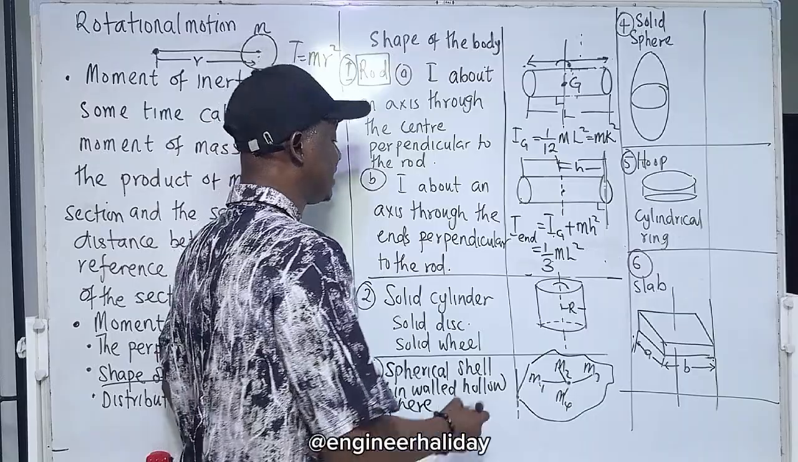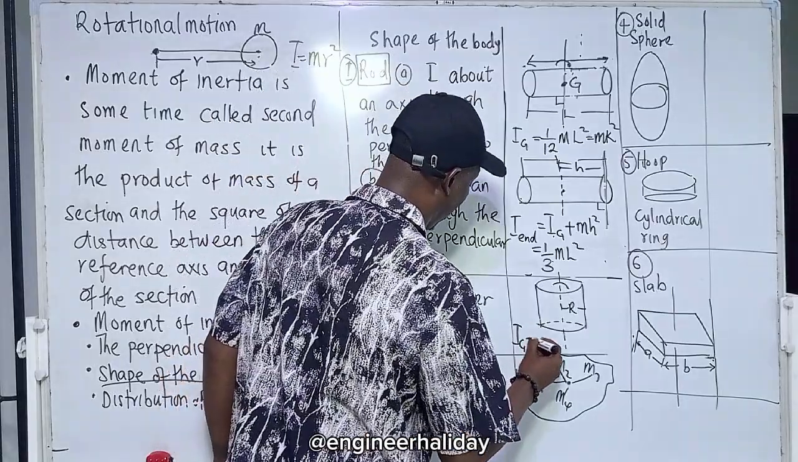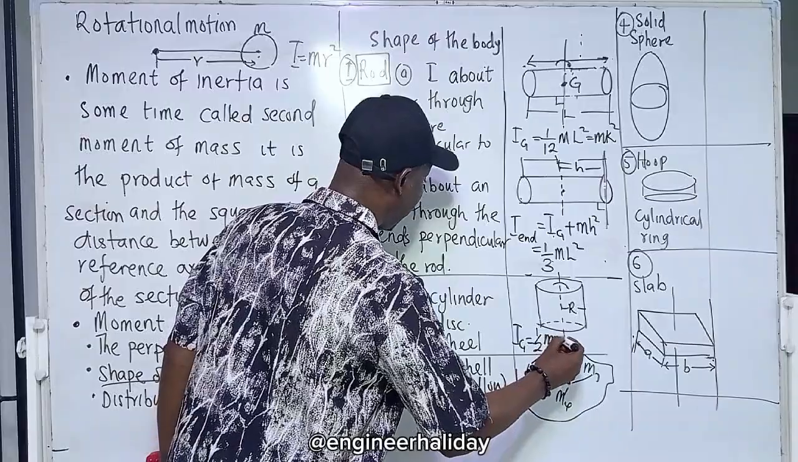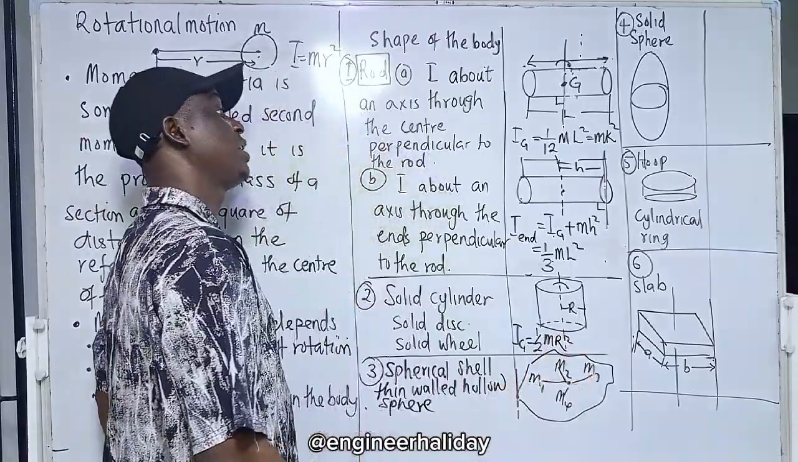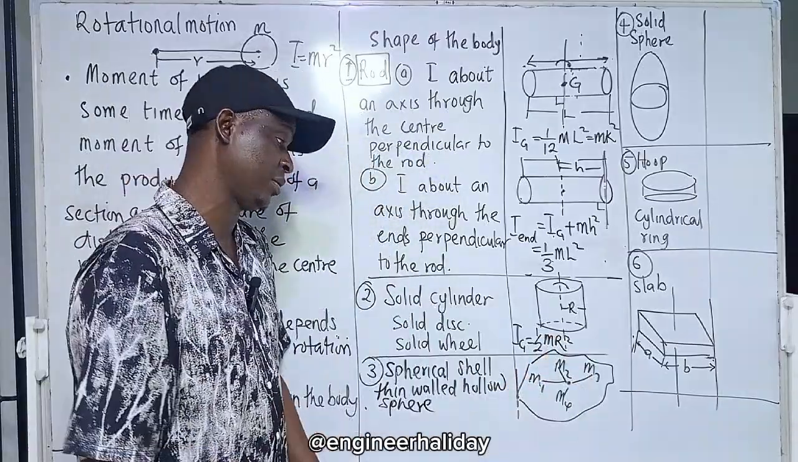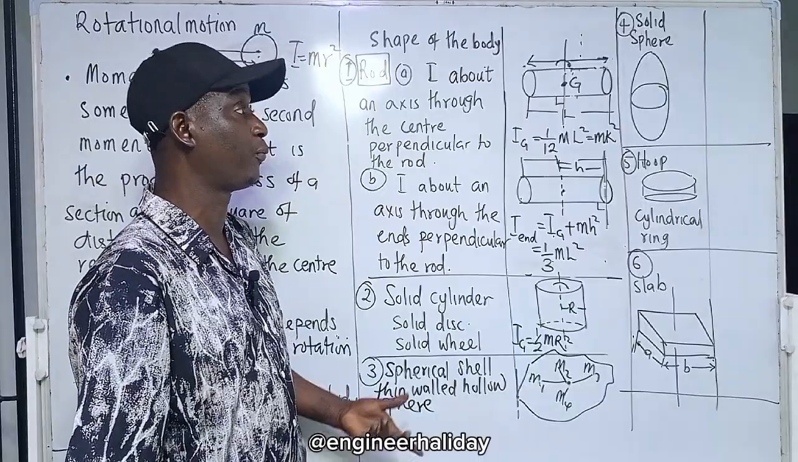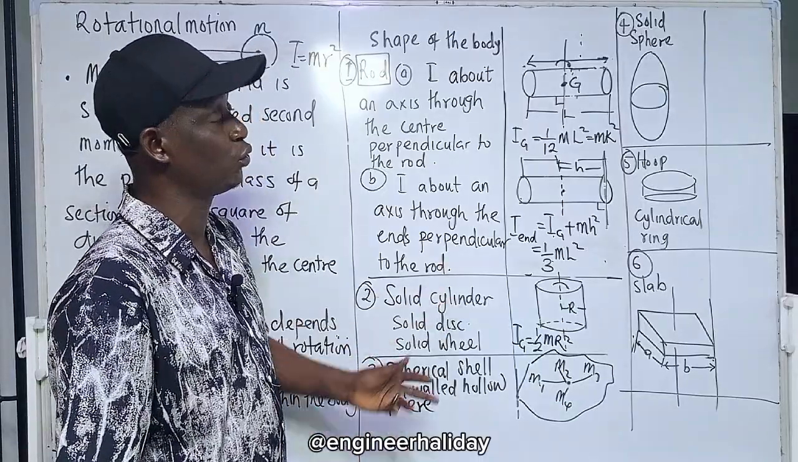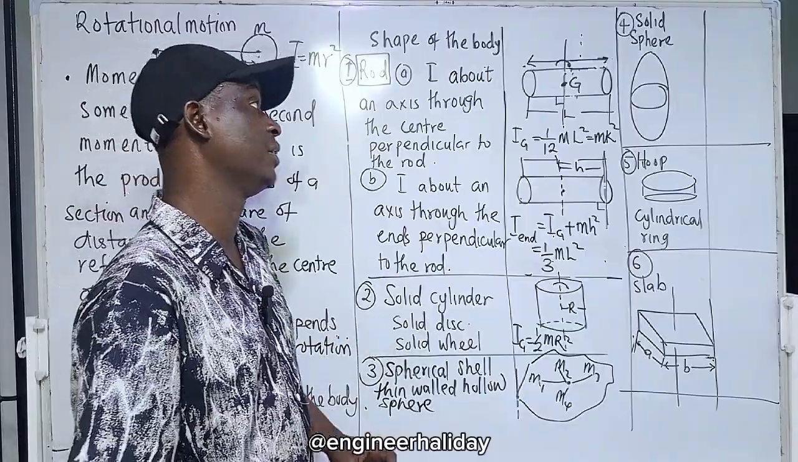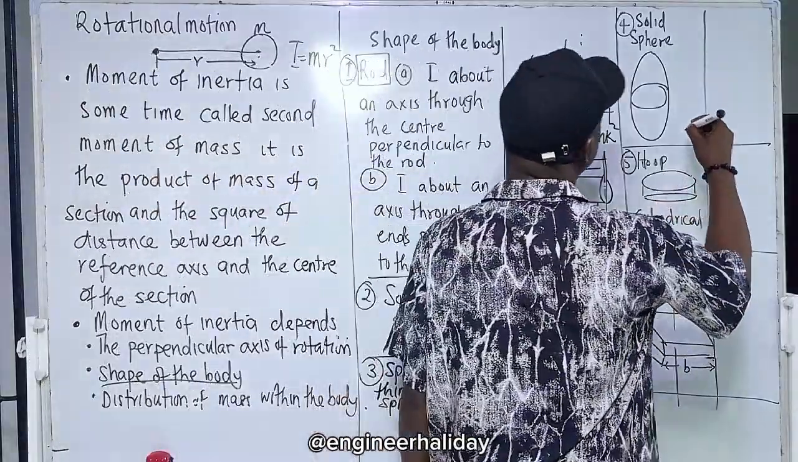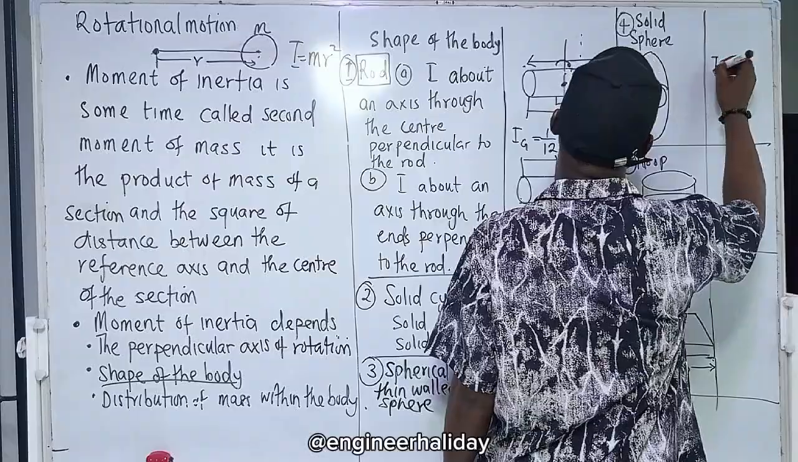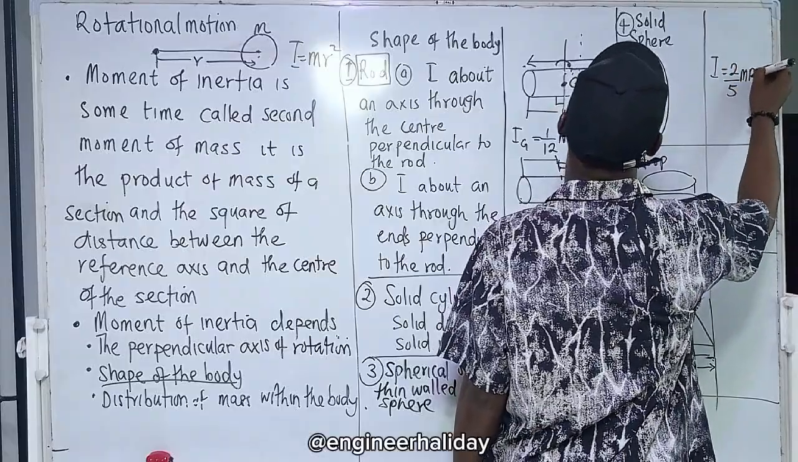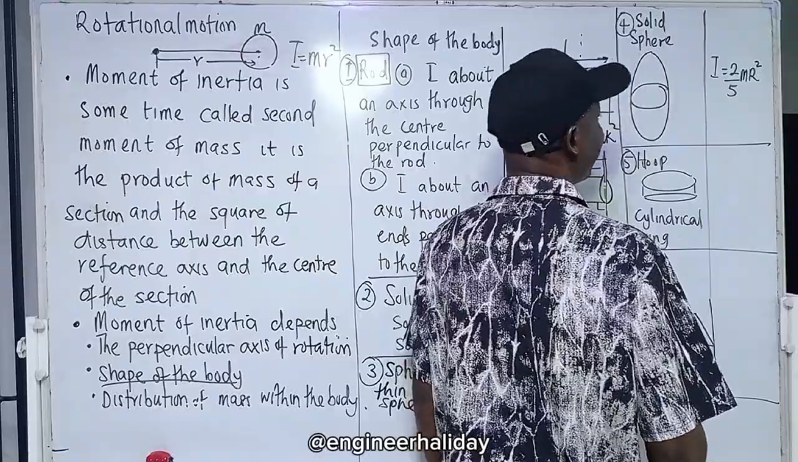Then this one about the center, Ig for a solid cylinder, is 1 over 2 mr square. I just pick important shapes and the ones relevant for advanced questions, maybe for A-level students, so that we can be familiar with them. Then another thing again, for a solid sphere, the moment of inertia of the solid sphere is 2 over 5 mr square.